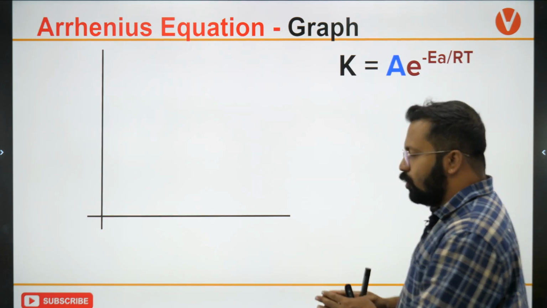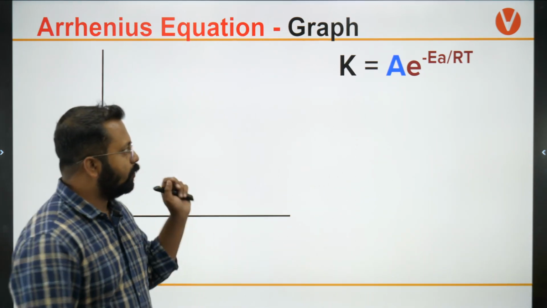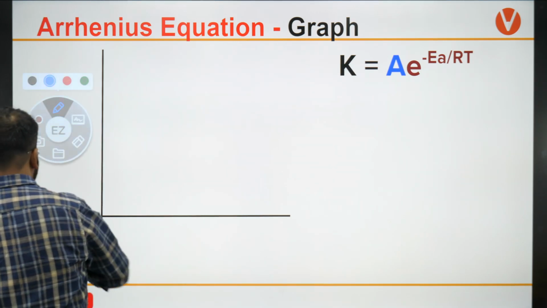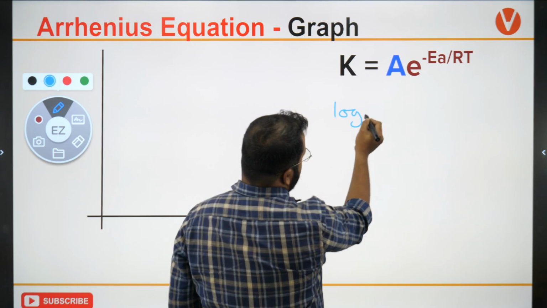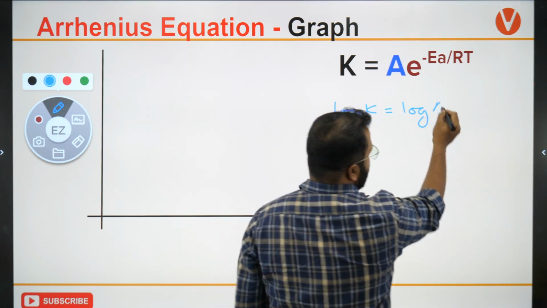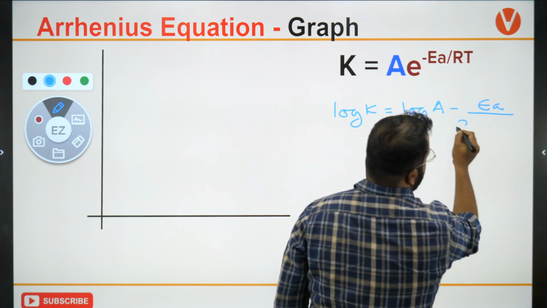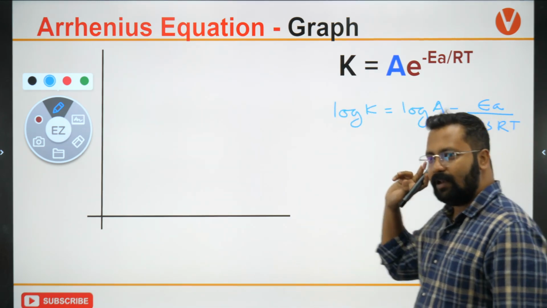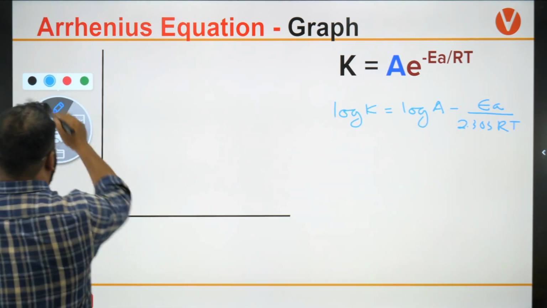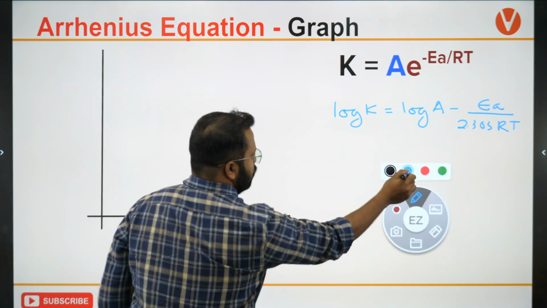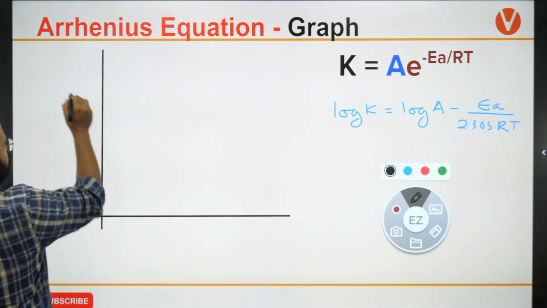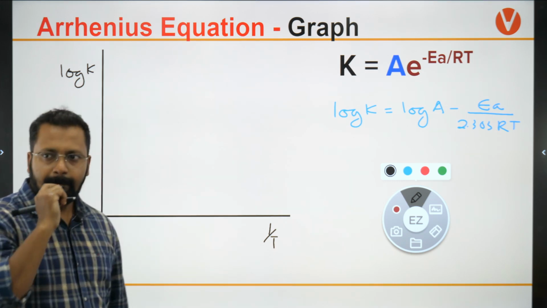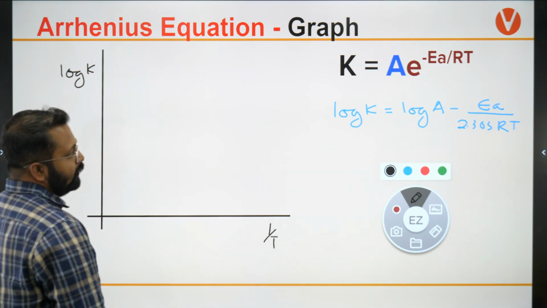Now, if I want to draw the plot for an Arrhenius equation between log K and 1 upon T, then what would happen is something like this. So this will be log K and this is 1 upon T. Okay, log K and 1 upon T.